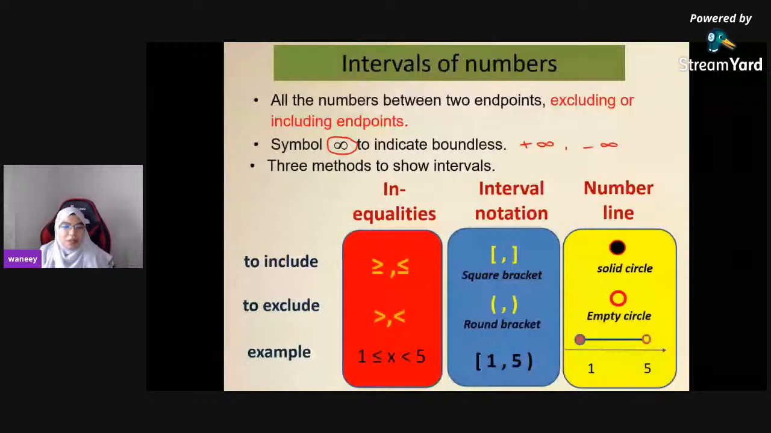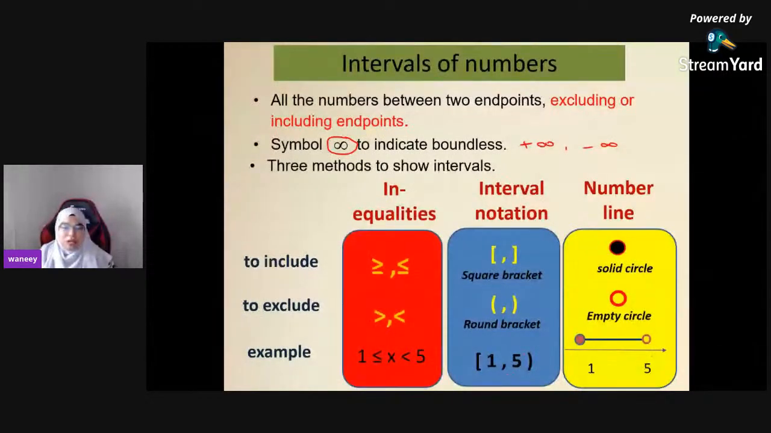Okay, so for example, this one, we include 1 but we exclude 5. This one is an inequality, so x greater than or equal to 1 but x must be less than 5. In interval notation, there is an equal sign at 1, so you must put a square bracket at 1. At 5, there is no equal sign, so that means a round bracket at 5.